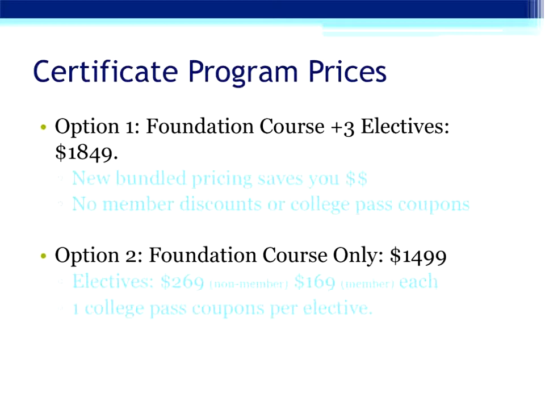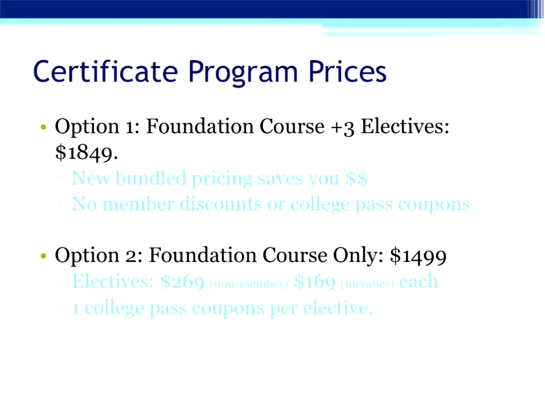But there are benefits to each pricing option. It depends on your membership status. It also depends on your institution's membership status and so on. But $18.49 is the bundled price. You get the foundation course and your 3 electives for that price. With this option, the price is fixed regardless of your membership status or whatever College Pass coupons you have.